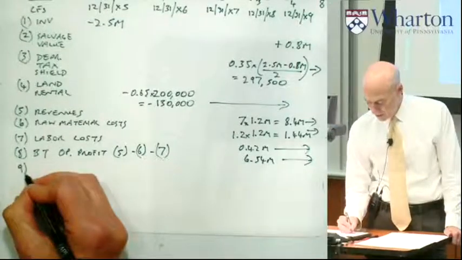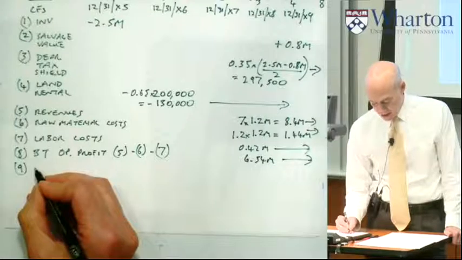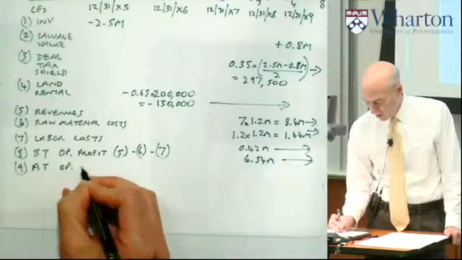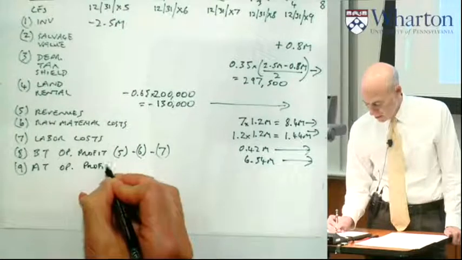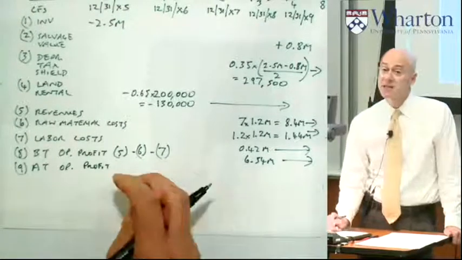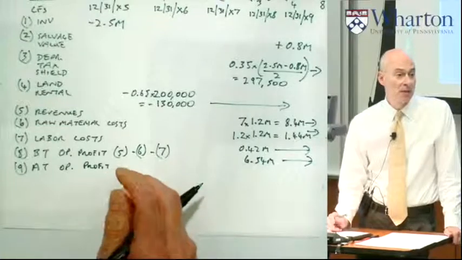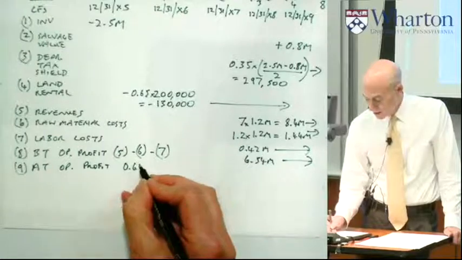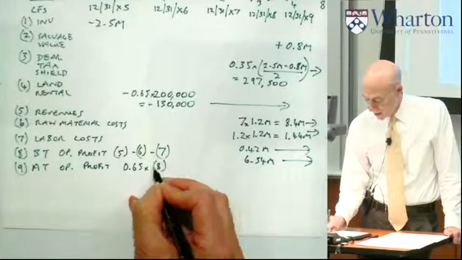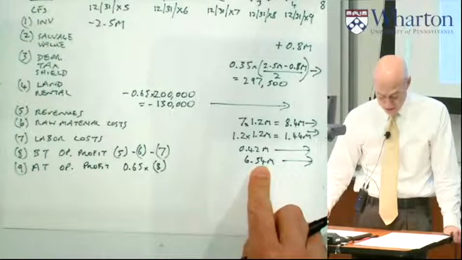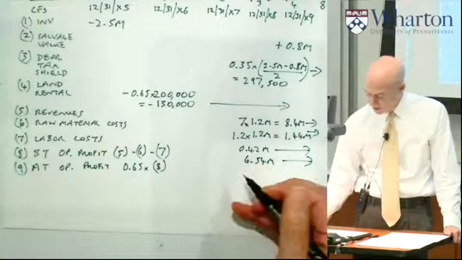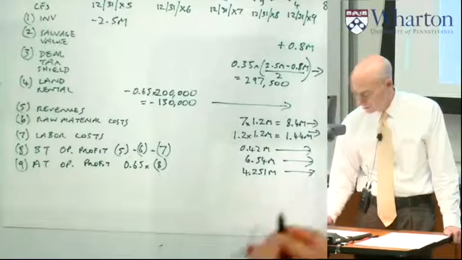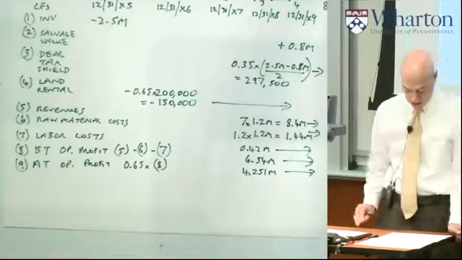Now we have to find the taxes and subtract them. So the after-tax operating profit is going to be multiplied by TC or 1 minus TC? 1 minus TC, so it's going to be 0.65 times 8. So 0.65 times 6.54 million gives 4.251 million. We get that both years.